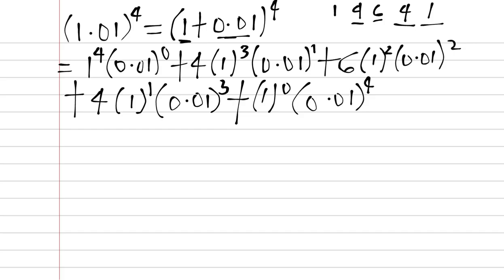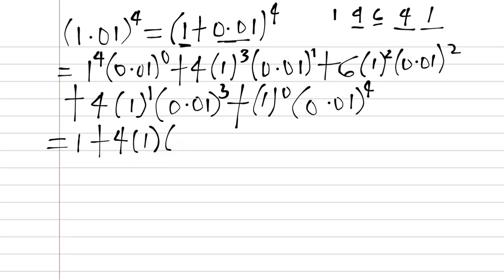Just multiply your values. 1 raised to power 4 is the same thing as 1. Plus 4 into bracket 1 raised to power 3, which is 1, into 0.01 raised to power 1, will still give you 0.01. Then plus 6. 1 raised to power 2 is 1. So this is 6 into bracket 0.01 times 0.01. You know that's what square means. So that will give us 0.0001.